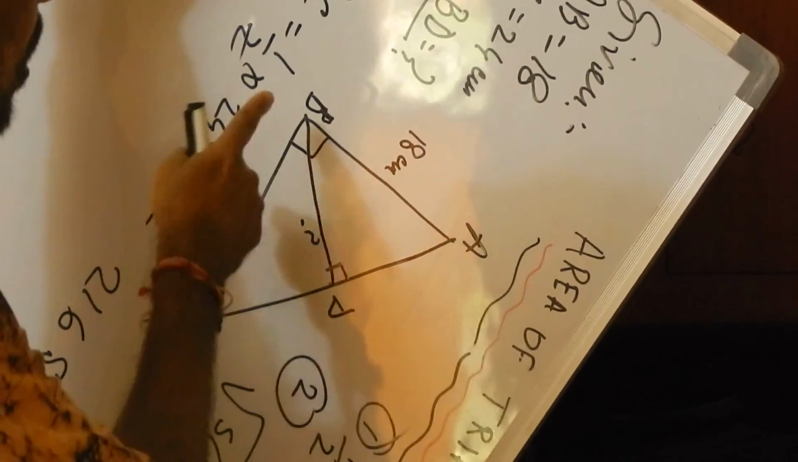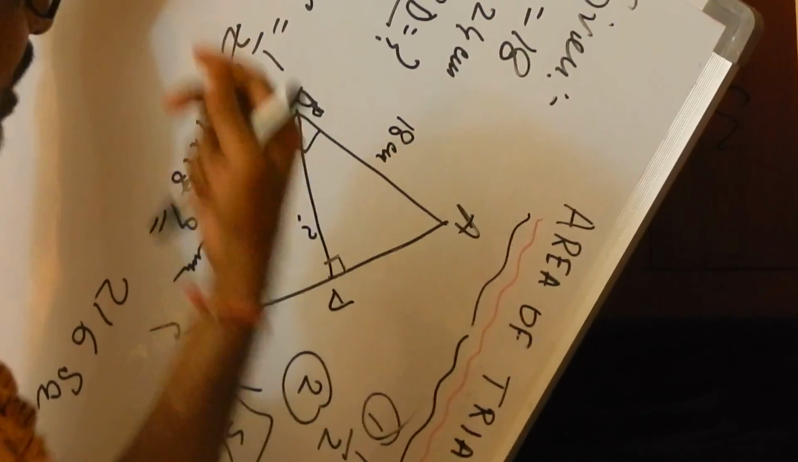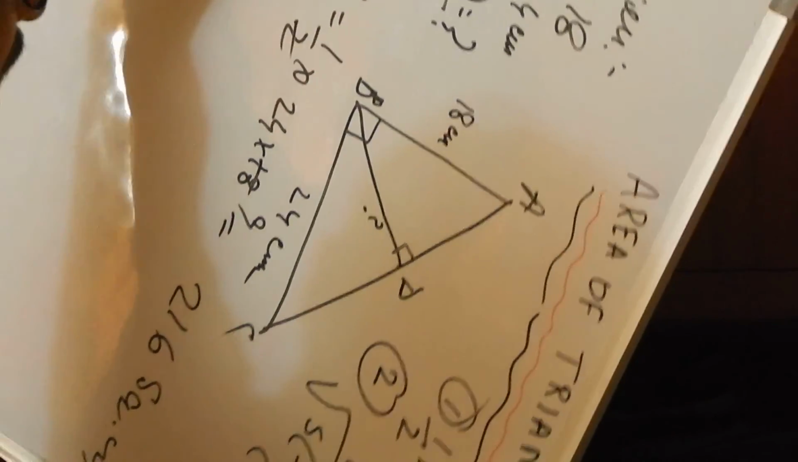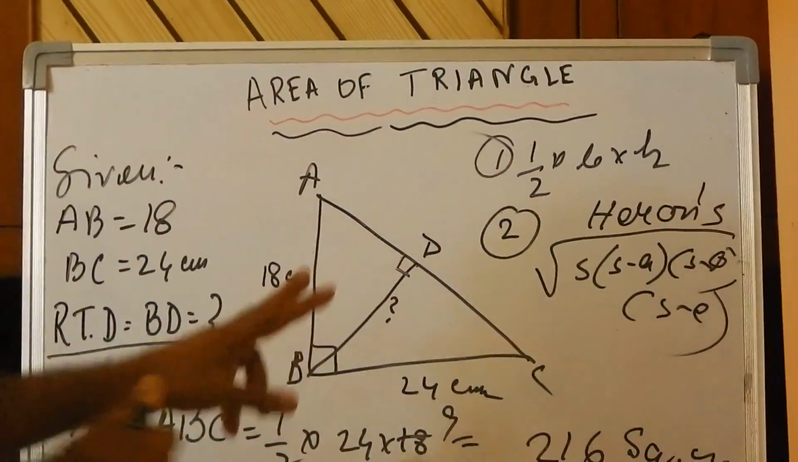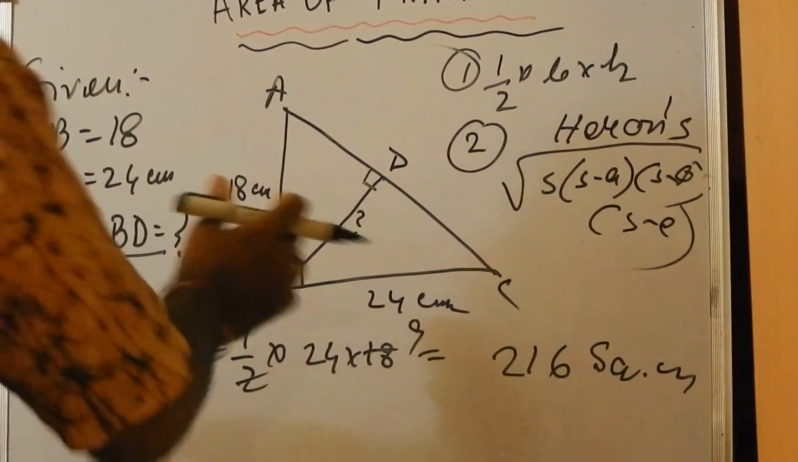Now for this position, BD is another height because it falls on AC, and AC will be taken as base. So it has two bases as well. One was BC, now another one was AC. That's the interesting point of this sum, and that's why some people have requested me to solve the problem.